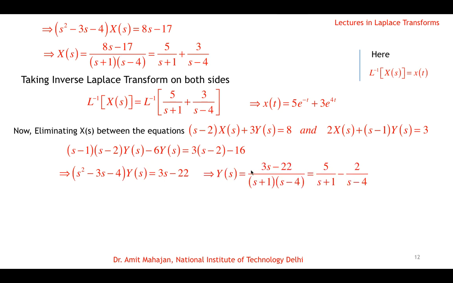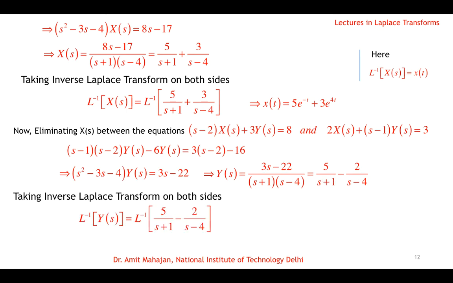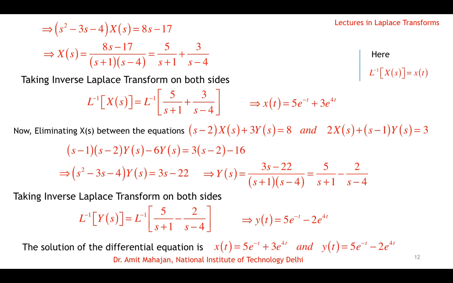Solve this for Y(s). So Y(s) can be written as 3s minus 22 over s plus 1 into s minus 4. Resolve this by using partial fractions, and then take Laplace inverse on both sides. So Laplace inverse of Y(s) will be y(t), and Laplace inverse of this by linearity, separate it, and then the first term will give 5 e power minus t and the second will give minus 2 e power 4t. So this x(t) function and this y(t) function together form the solution of the original system of differential equations.